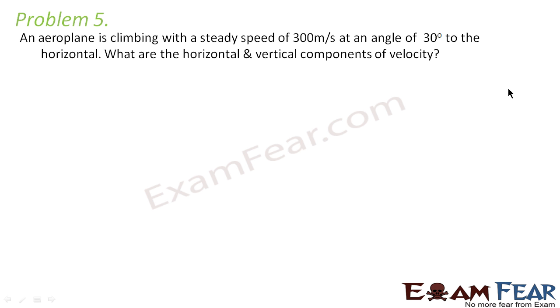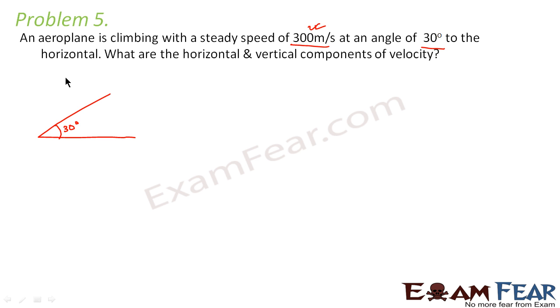It says an aeroplane is climbing with a steady speed of 300 meters per second at an angle of 30 degrees to the horizontal. That means, let us suppose this is the horizontal. So the aeroplane is climbing at an angle of 30 degrees with the horizontal. So this angle is 30 degrees. And it is traveling at a speed of 300 meters per second.